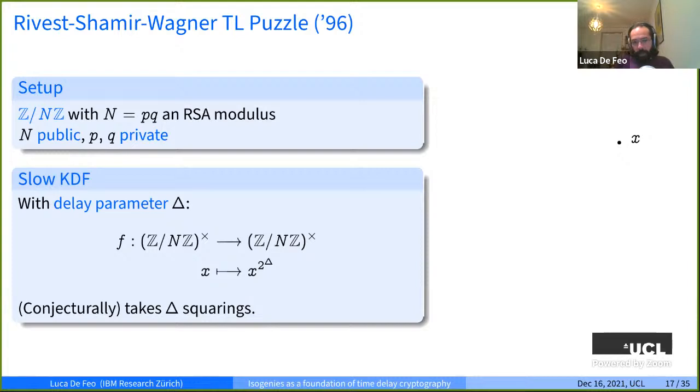And the delay parameter, how long it is going to take to do this slow key derivation function, is going to be just the number of times you square. So if you start from some input x, you can square once, square twice, etc., until you get to x to the power 2 to the power delta. There is, of course, an exponential number of values you can go through.